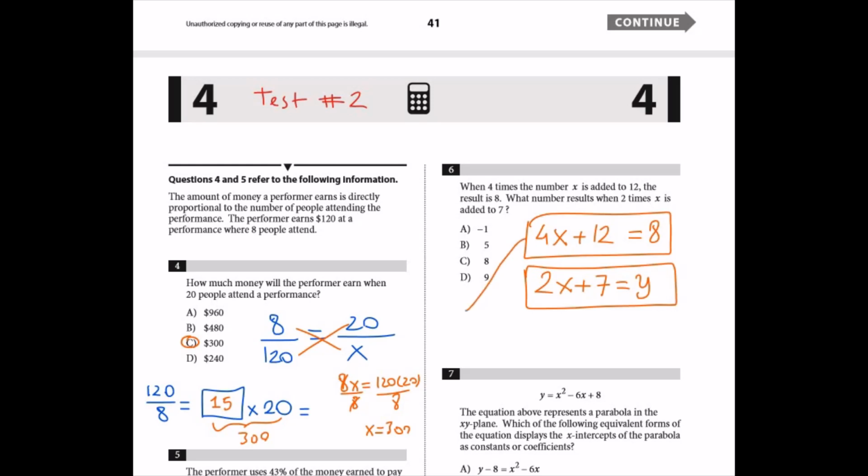So let's solve for x here. Subtract 12 on both sides. 4x equals negative 4. Divide by 4, then you're going to obtain negative 1. And if x is negative 1, we're going to plug it in here. 2 times negative 1 plus 7 will be y. Negative 2 plus 7 is 5. So y is 5.